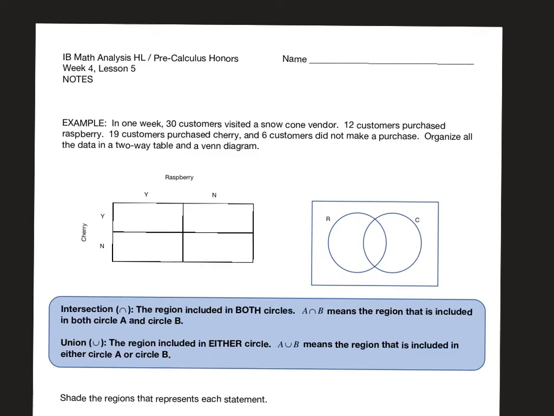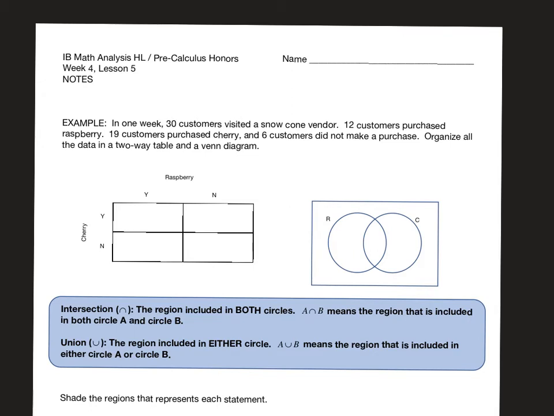Week 4, lesson 5. This lesson is on organizing data in what are called two-way tables, which you're looking at over here on the left, or Venn diagrams that you're looking at over on the right. For some of you, this will be review, and for others of you, this will be brand new. Again, if it's review, great. Feel free to fast forward and not listen to my voice. And for those of you that it's new, welcome.